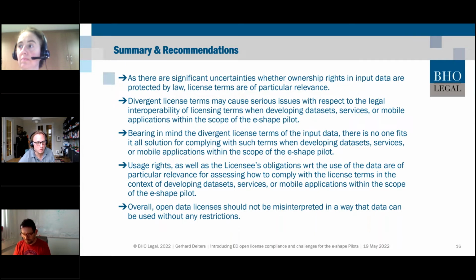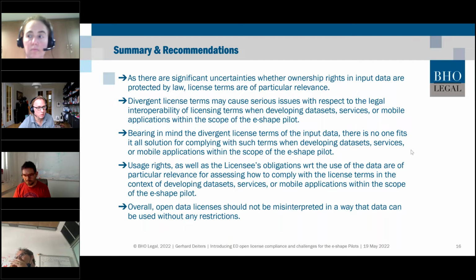Within the scope of the E-shape pilot, usage rights, as well as the licensee's obligations with regard to the use of the data, are of particular relevance for assessing how to comply with the license terms in the context of developing dataset services, etc. And overall, open data licenses should not be misinterpreted in a way that the data can be used without any restrictions. As Danielle said before, even if you provide data or you receive data as open data, there might be legal requirements which you have to fulfill, which are not coming from the open data license, but from national law, from EU law, or from other applicable law in the specific case.